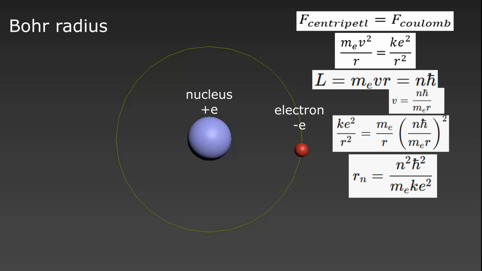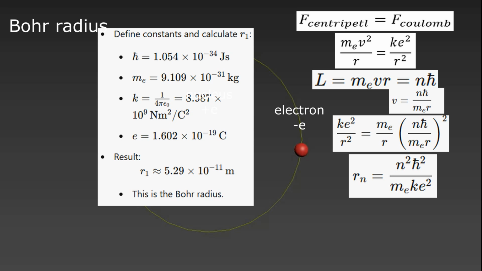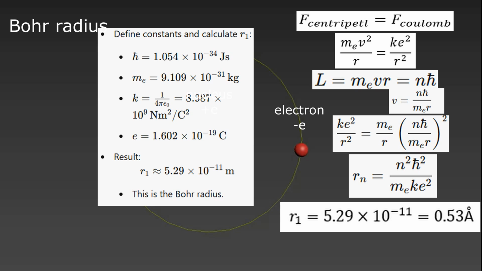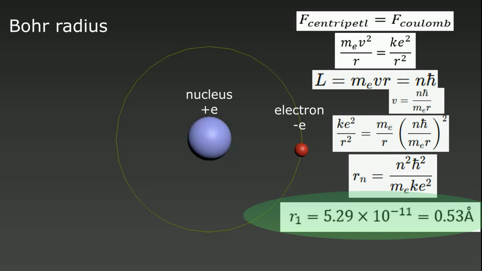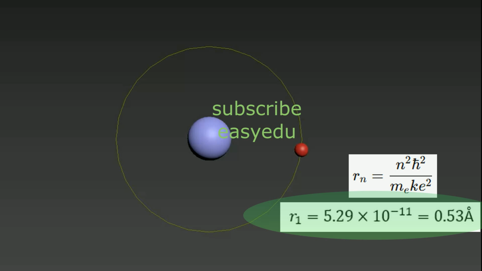Notice that the radius depends on n squared, which means higher orbits are farther from the nucleus. For the ground state, n is equal to 1, the radius is called the Bohr radius. Substituting the known values for constants, we get. This is approximately a fundamental constant that represents the size of the hydrogen atom's smallest orbit.